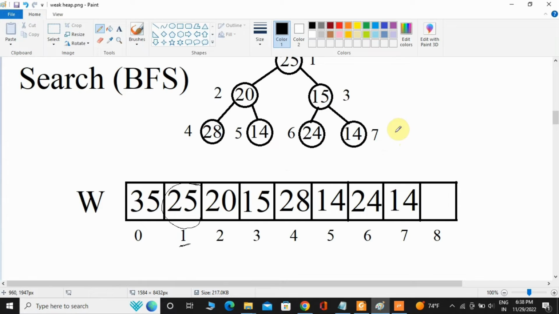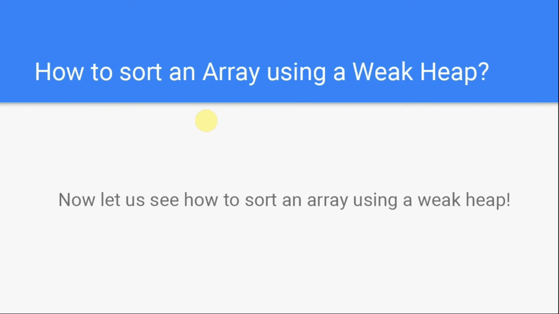Now you might be wondering why there is an empty space here. Well, this empty space is used whenever we try to sort an array using a weak heap. Okay, so that's when it is used. Alright, now let us see how to sort an array using weak heap.